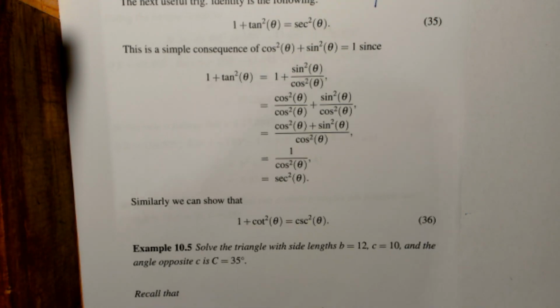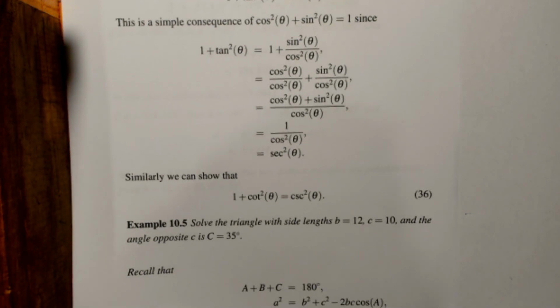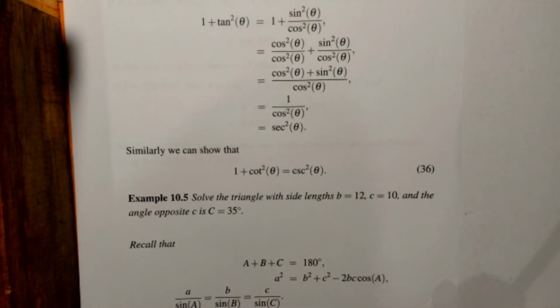Okay, let's have a look at an example. Solve the triangle with side lengths B is 12, C is 10, and the angle opposite C is 35 degrees. We've already done a demonstration of this, I'm pretty sure, in the previous lecture, as in the cosine rule. So here we're just going to apply the cosine rule and the sine rule to solve this problem. So recall that A plus B plus C is 180 degrees.